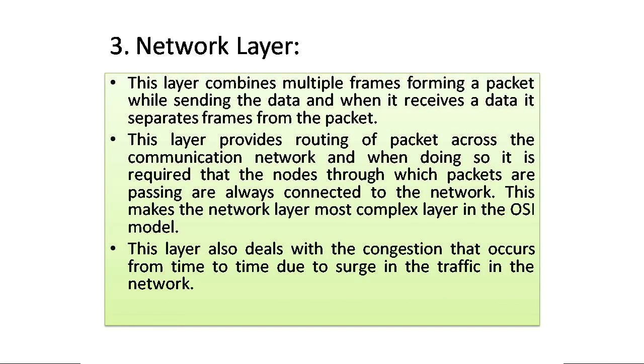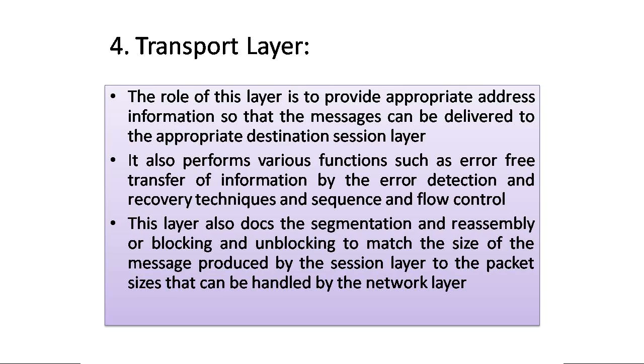3. Network layer. This layer combines multiple frames forming a packet while sending the data, and when it receives the data it separates frames from the packet. This layer provides routing of packets across the communication network, and when doing so it is required that the nodes through which packets are passing are always connected to the network. This makes the network layer the most complex layer in the OSI model. This layer also deals with the congestion that occurs from time to time due to surge in the traffic in the network.